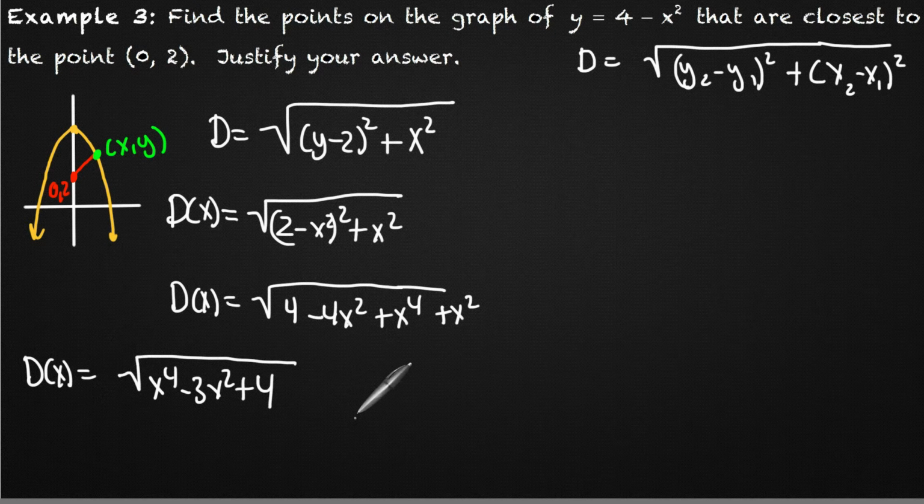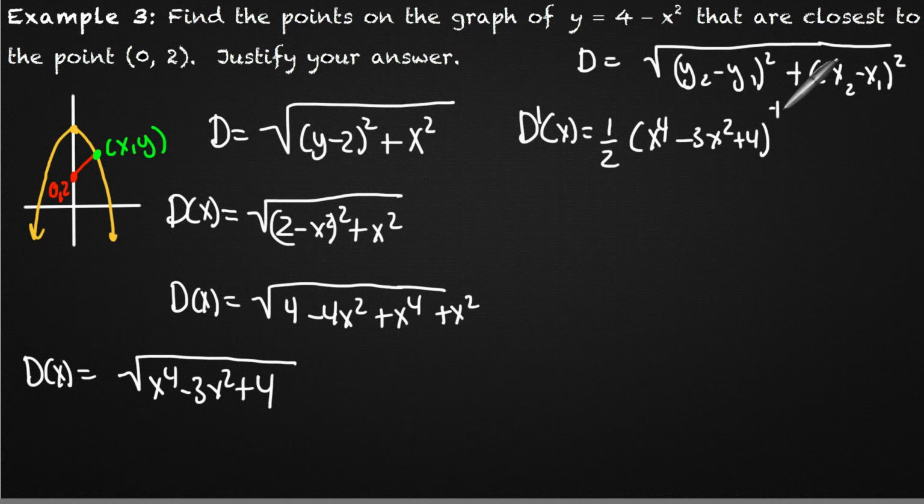We need to find the minimum, so we need to take the derivative. So we'll finish that up here. D prime of x is going to be, by way of chain rule, this is all to the half power, so I'm going to do 1/2 in front. I'm going to leave the inside function alone.